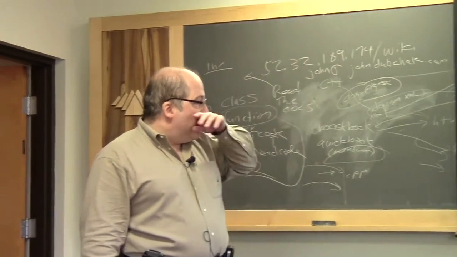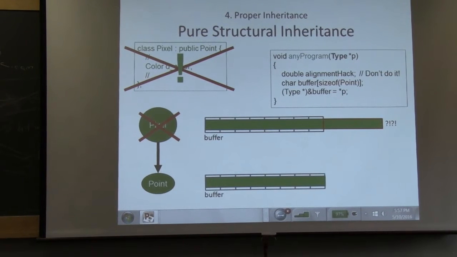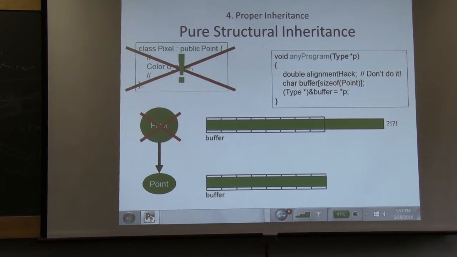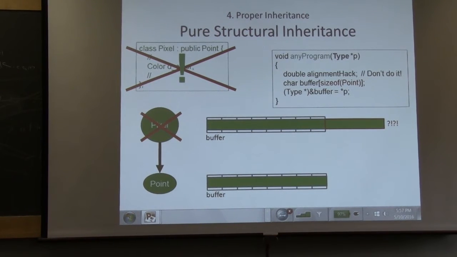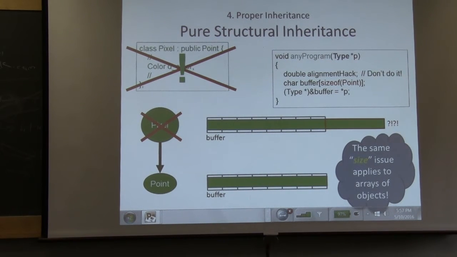And can you think of a reason why that might be true? This might give you a hint. If I have a buffer and I've got a bunch of points and then I try to put in a pixel, that would also be a problem. OK. So just to give you a thought, it turns out that when you increase the size of something during structural inheritance, you are doing something deliberately that is not substitutable. OK? Now you can still do it, but just know, you're bringing it on yourself. The same goes for arrays of objects.